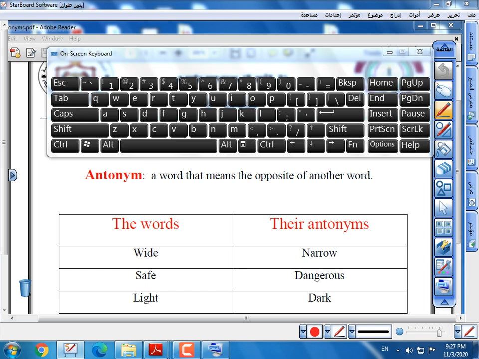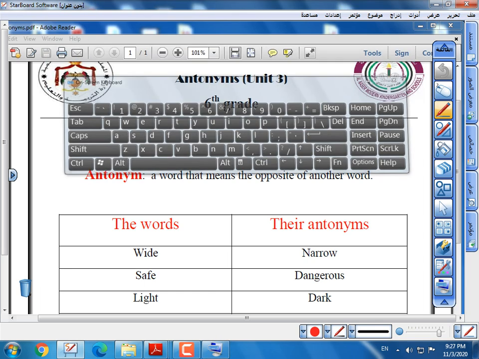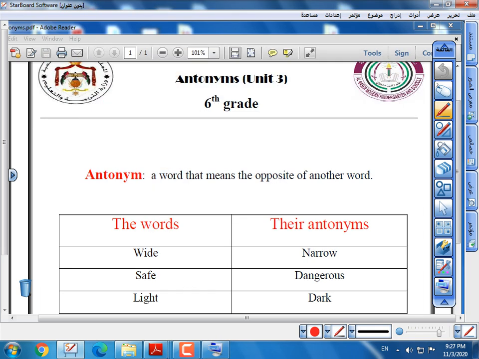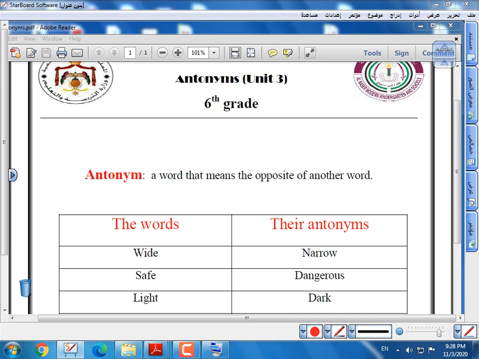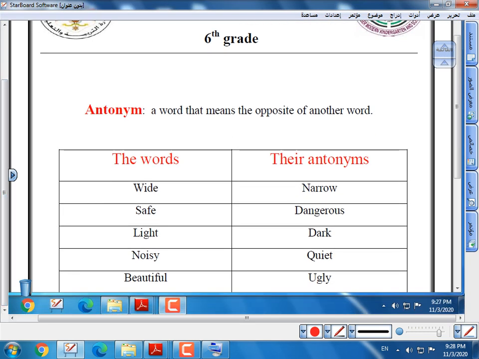يعني بالعربي اللي هو عكس الكلمة وعكسها. So antonym معناها عكس الكلمة. Okay? Let's see these examples. The words and their antonyms, as you see.